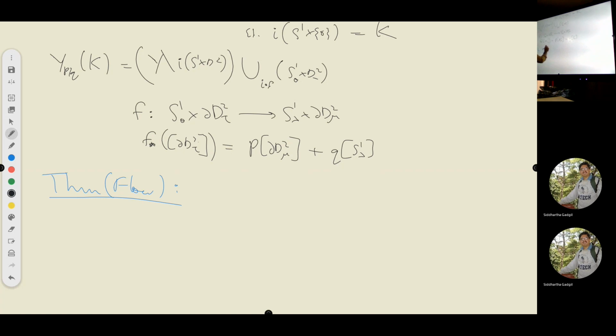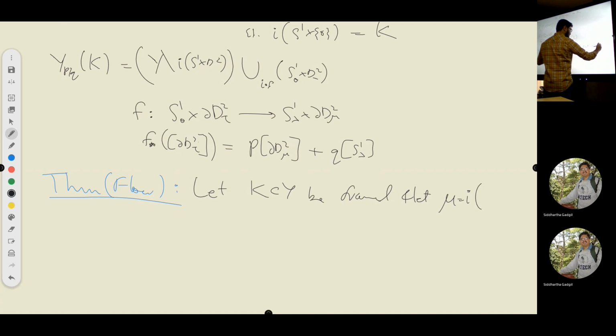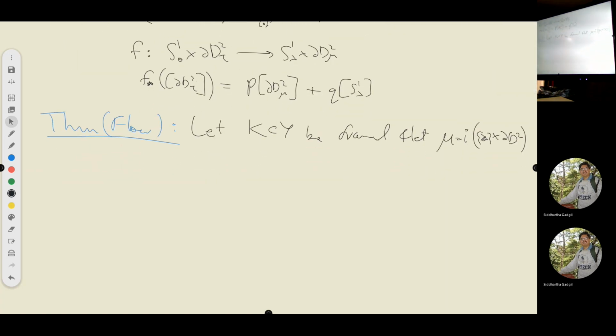You just take the image of the meridional disk. Then you have, okay, let me state the result and I'll explain the notation.